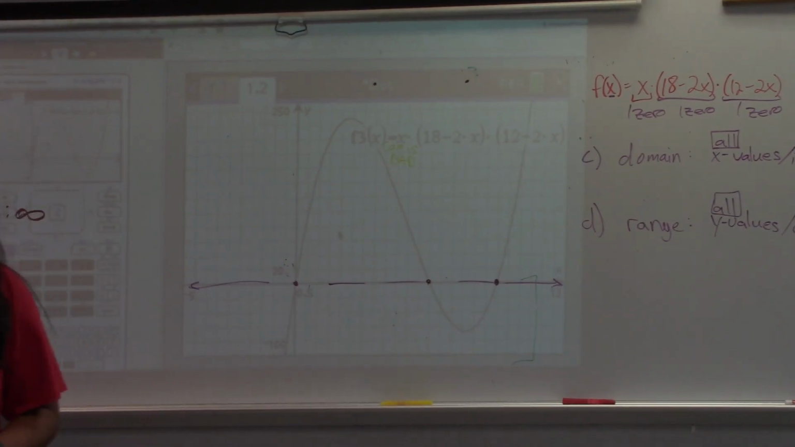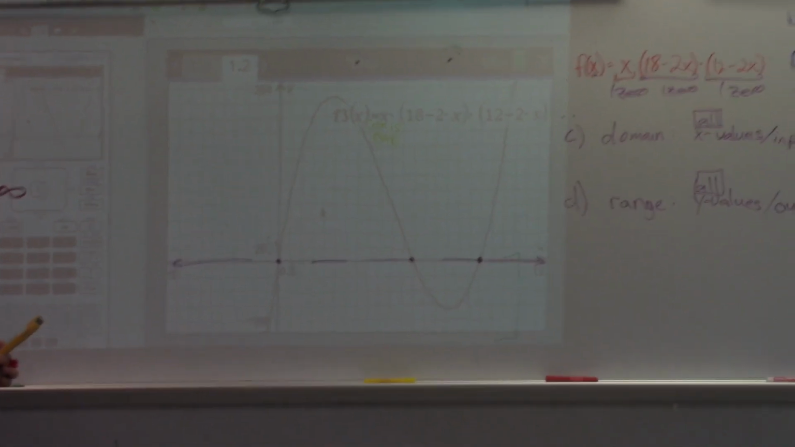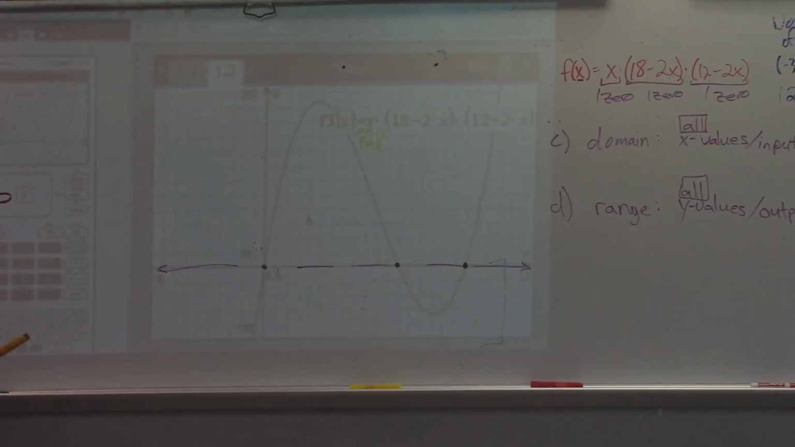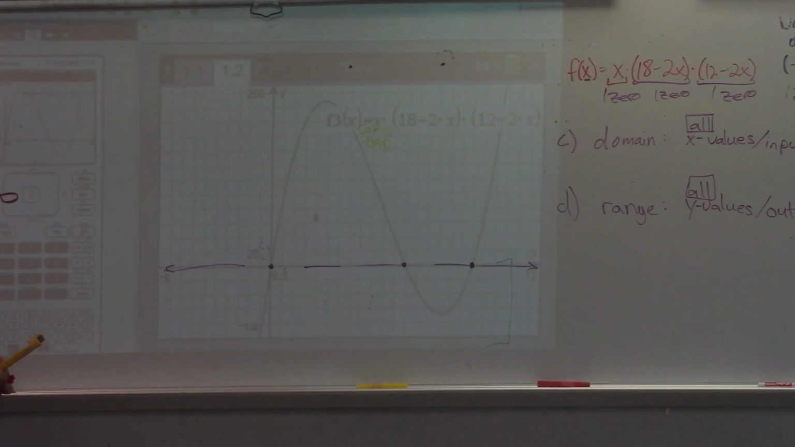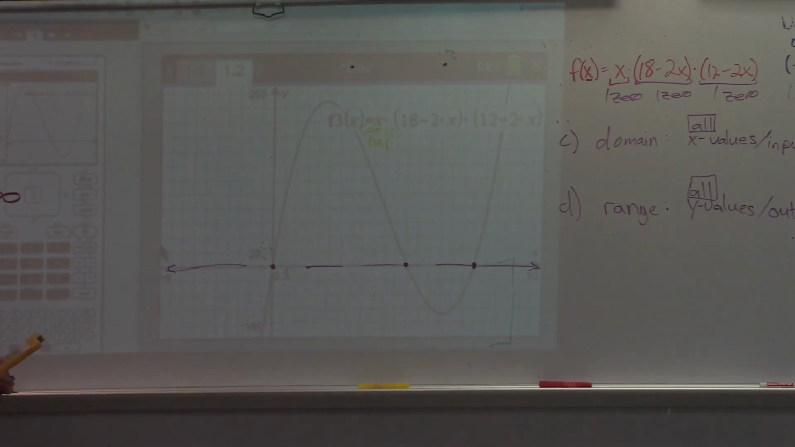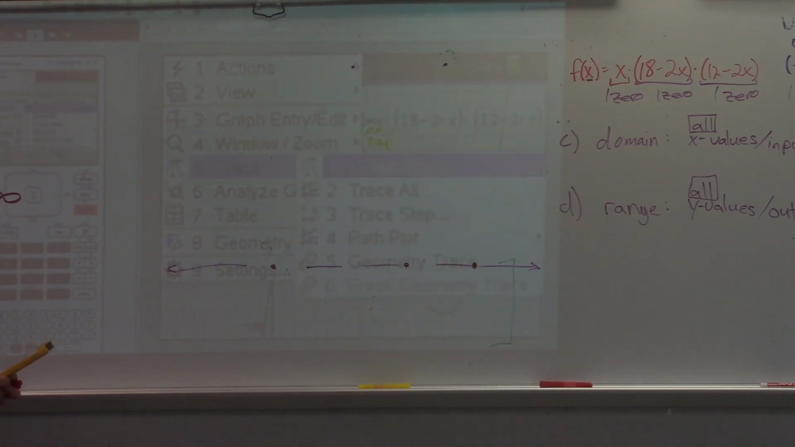Remember domain and range a little bit more this time than we do from Algebra 1. So, pick up that calculator. Menu, okay? Window. I want you to click on trace.